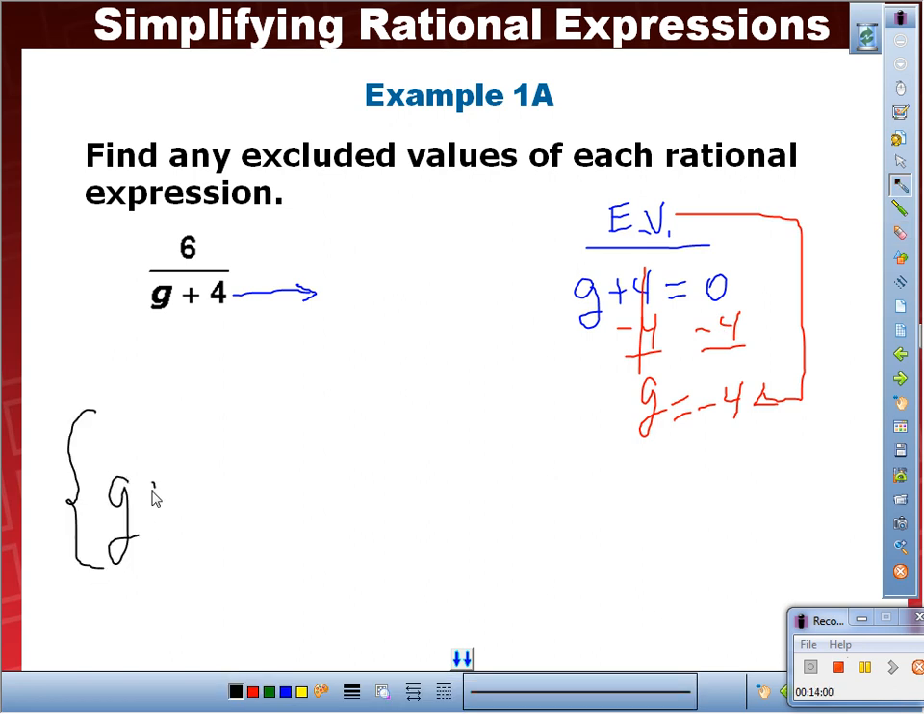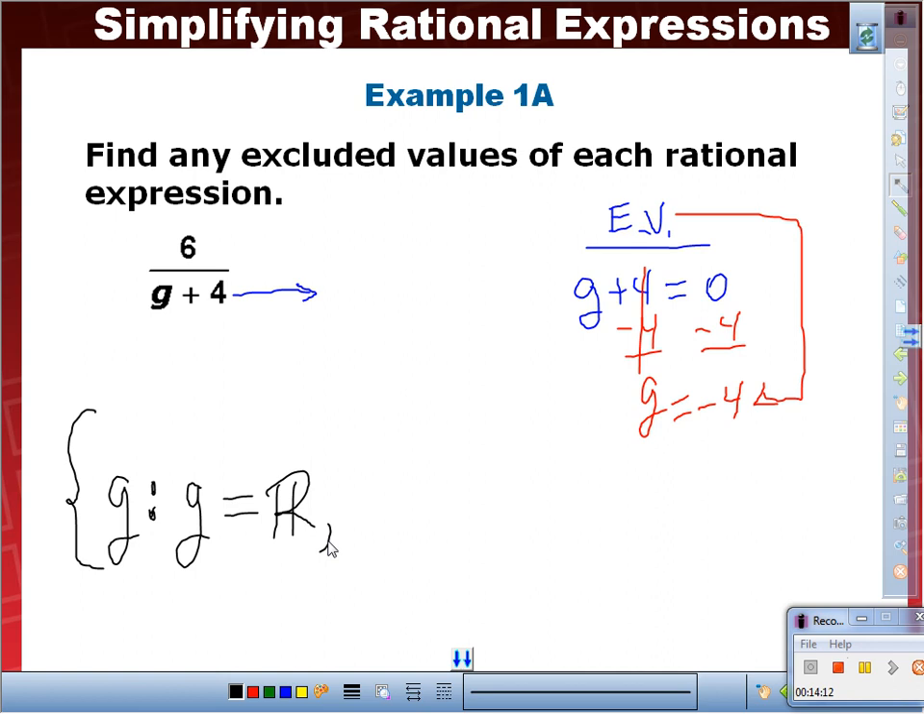For all g's, g could equal what numbers? Everyone? All real numbers. That is correct. Except which one did we just find out? So we write g cannot equal negative 4. Copy that, please.